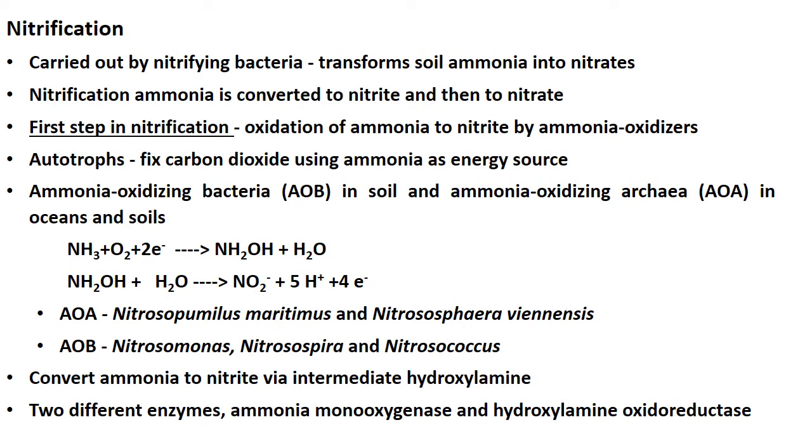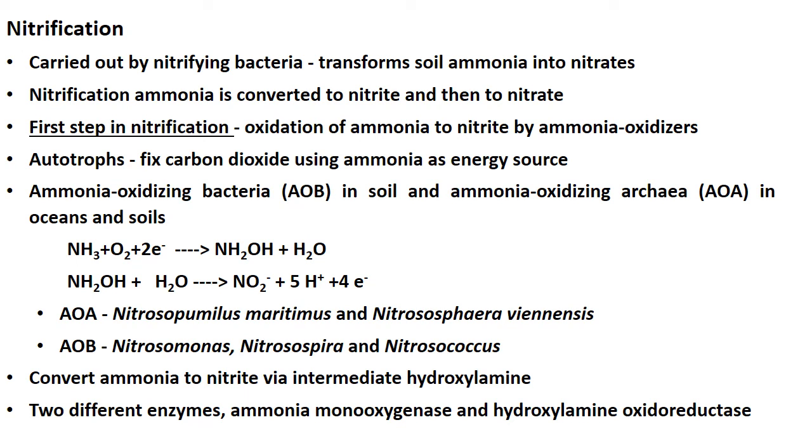The next process in the nitrogen cycle is nitrification. This is a process carried out by nitrifying bacteria which transforms soil ammonia into nitrates. These nitrates can be utilized by plants from soil. So during nitrification, ammonia is first converted to nitrite and then to nitrate. Nitrification occurs through two steps.